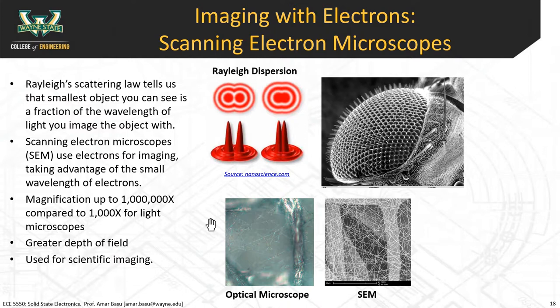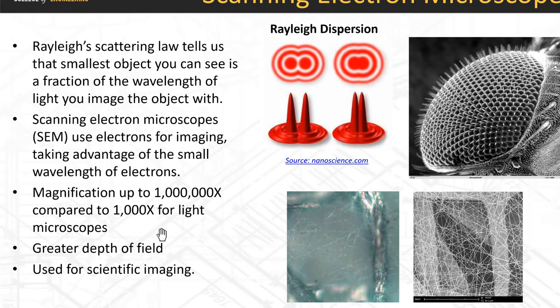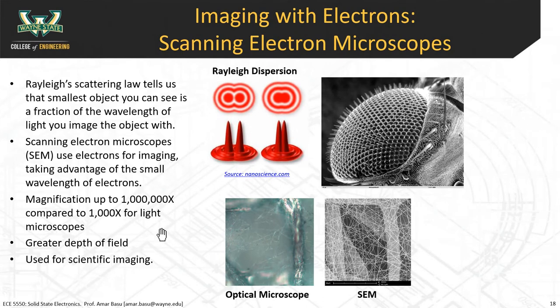A lot of the details are beyond the scope of this class, and I don't want to spend too much time on it. But the point here is that electrons have a smaller wavelength than photons, and one of the applications of that is scanning electron microscopes, which are used quite heavily nowadays in science, nanoscience, and technology.